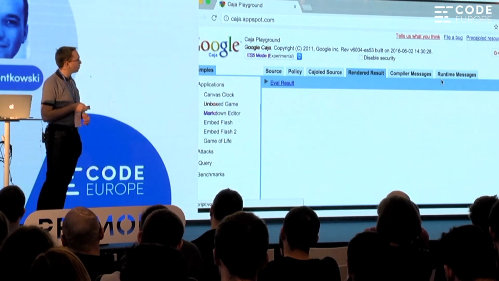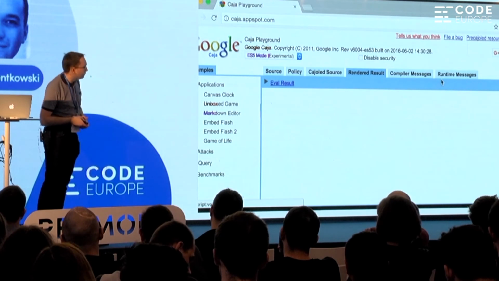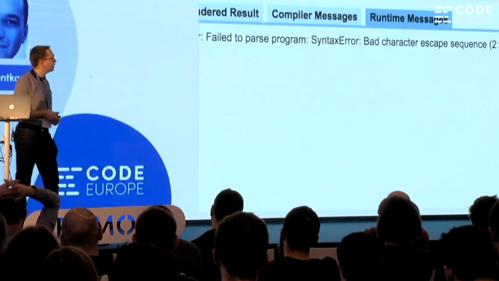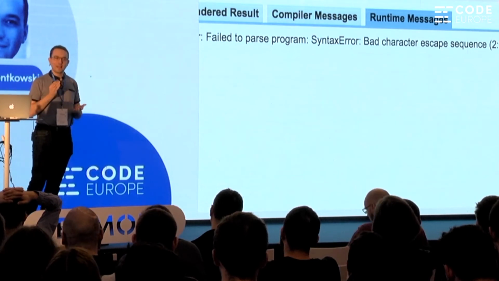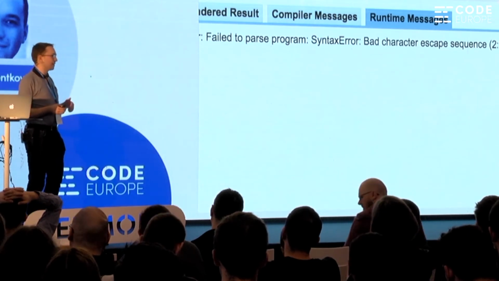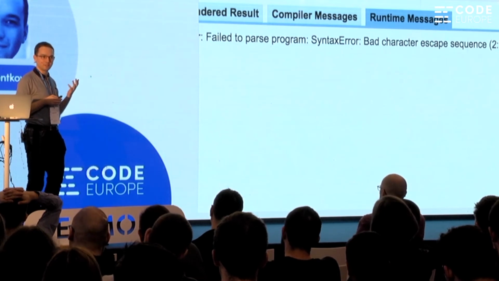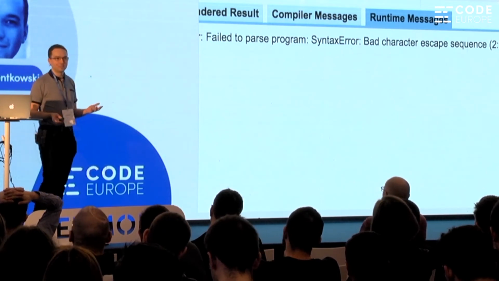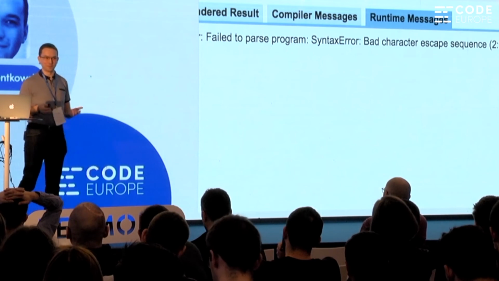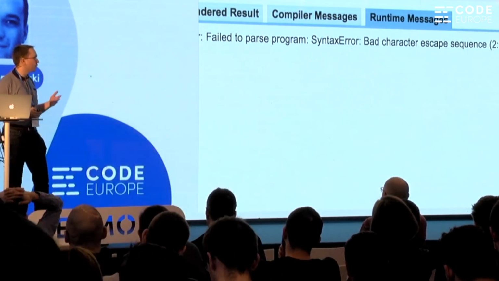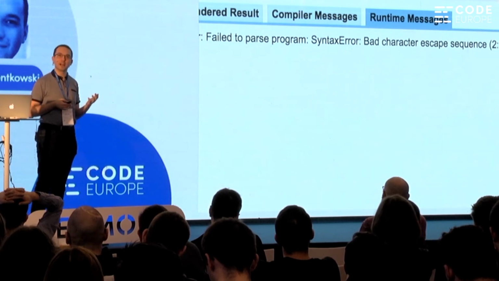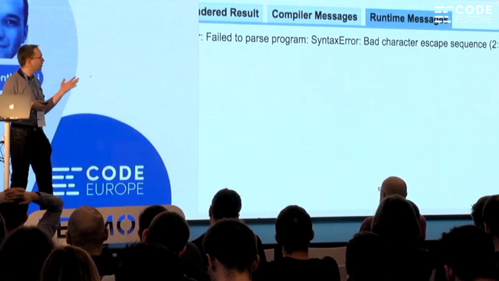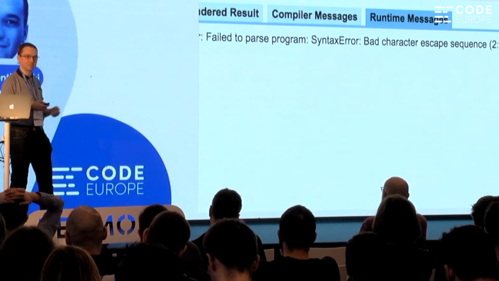Let's go to the compiler messages, or runtime messages, I don't remember, the runtime messages tab. And we can see that we have a syntax error here. It turned out that Caja has its own JavaScript parser, a JavaScript parser written in JavaScript, by the way. It was called Acorn, and the Acorn JavaScript parser worked in the ECMAScript 5 standard. So it didn't know the new type of escape sequence.